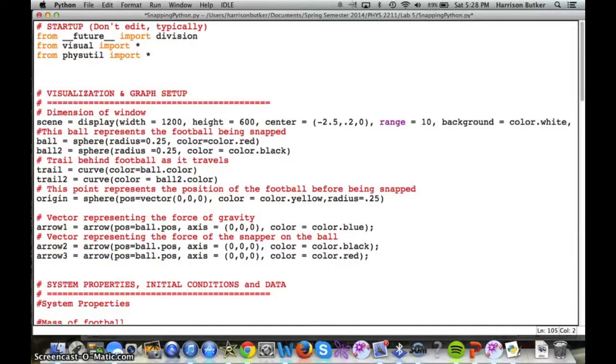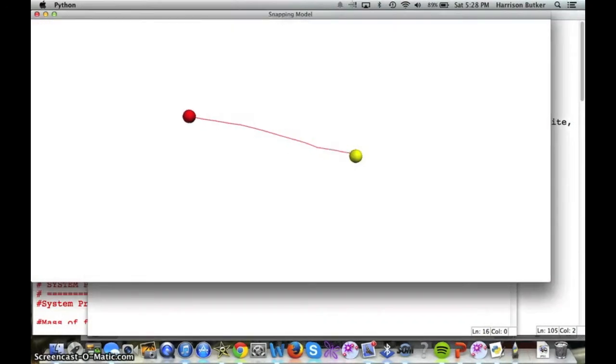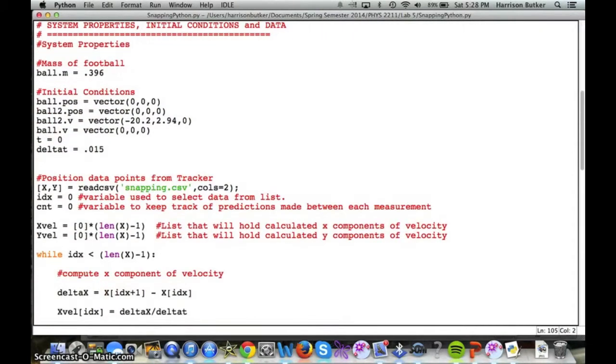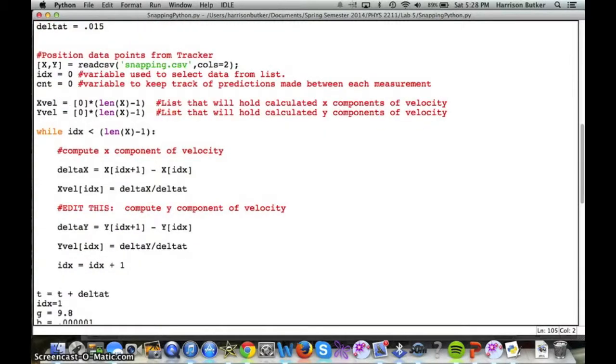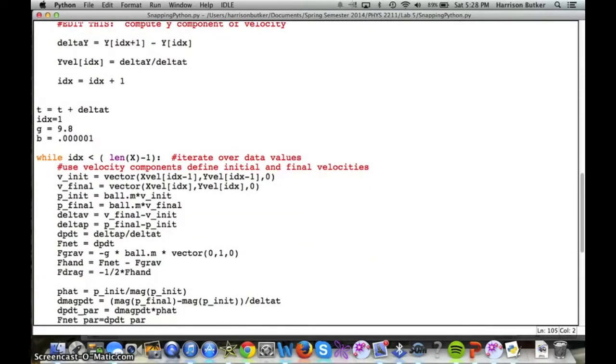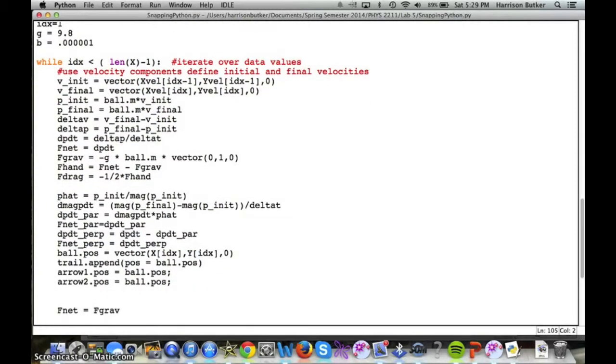Here's the VPython model of the ball being snapped. When making this motion on VPython, I imported the X and Y data points from Tracker, and then I created a while loop that subtracted the various X coordinates and Y coordinates and found the velocities, and then plugged that into the momentum principle, which I will continue to talk about later. If you want to pause the video, you can.